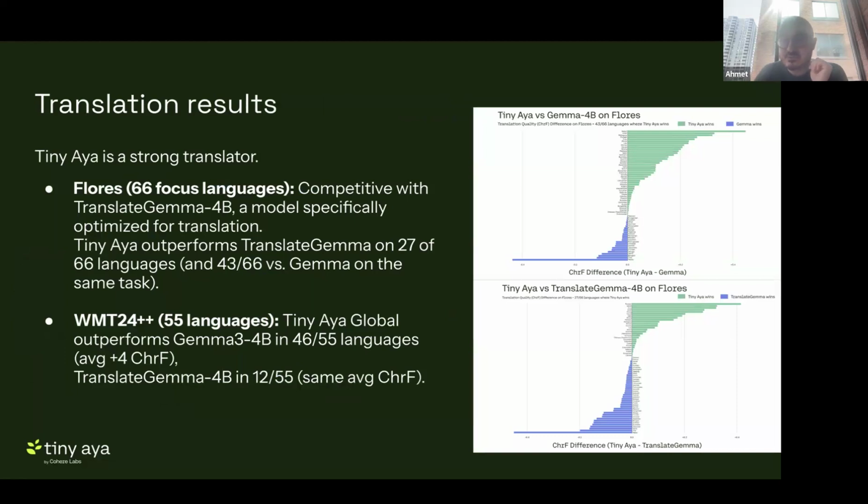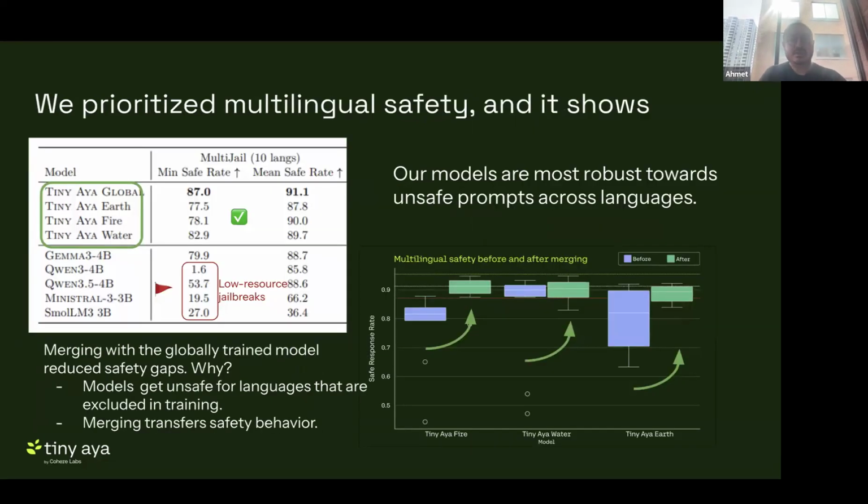These are some results from translation. Here we compared not only Gemma, but also Translate Gemma, which was also released very recently. TinyAI, as you can see, of course there are lots of numbers and lots of languages here, but it shows very competitive performance in a broad range of tasks.